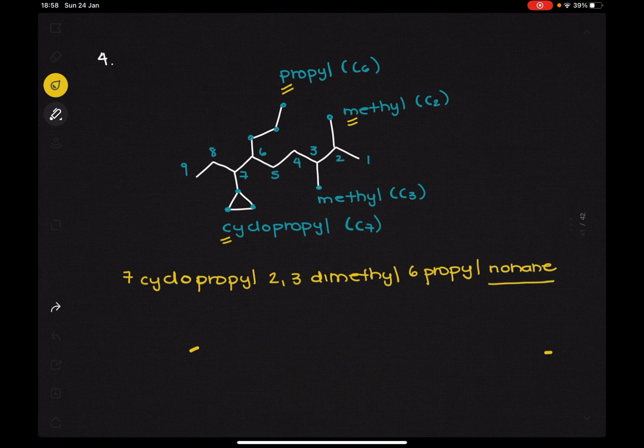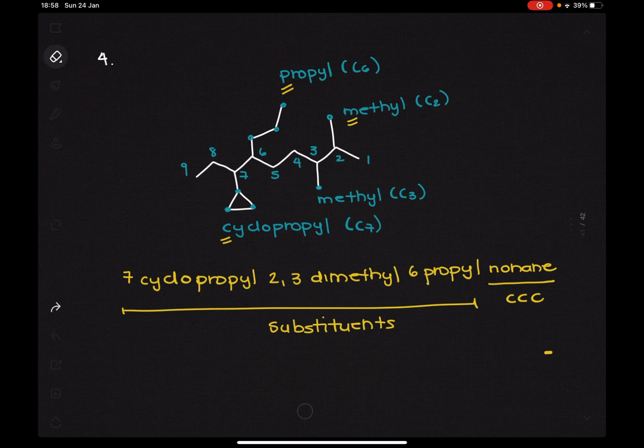So remember, this is the continuous carbon chain, and all of these are my substituents in alphabetical order and with its location number. Very important. So alphabet and location number. So that's how we're going to be naming alkanes.